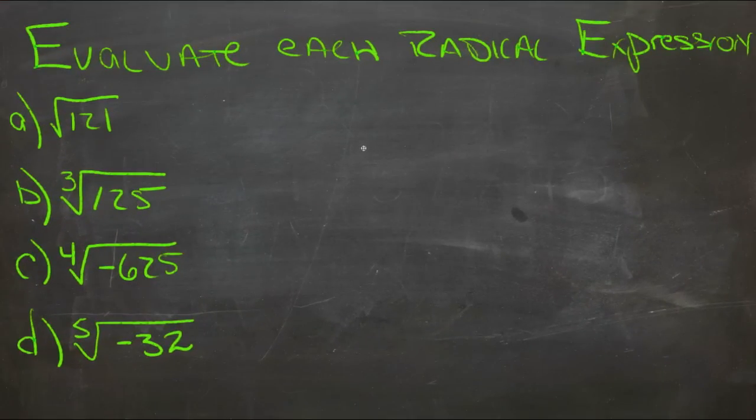Let's take a look at some radical expressions. Radical expressions are expressions that have a root symbol involved with them. A couple of things that are important to note about root symbols are that square roots, cube roots, fourth roots, any kind of root, is the opposite, or the undoing, of powers, the undoing of exponents.